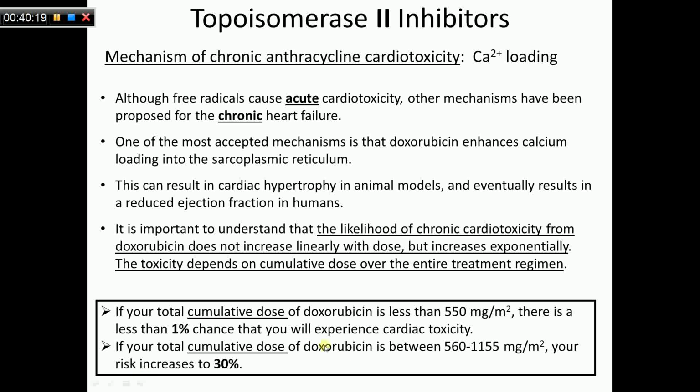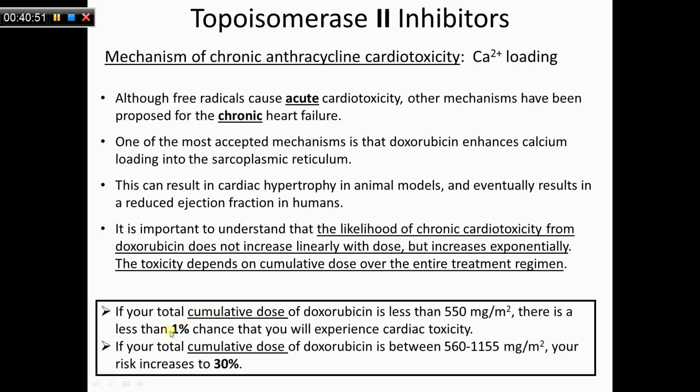It's cumulative. So over your entire duration of treatment, you should not receive more than 550 milligrams per meter squared of doxorubicin. So yes, it's dosed based on body surface area, not on body weight. And I mentioned in class that's probably related to it not actually distributing preferentially into different compartments. It appears to be independent of fat and muscle. It seems to be more important your actual body surface area.